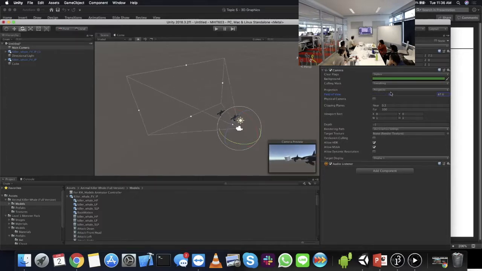But we actually get the same result with doing that as we did with changing the orthographic view. So as we are really close, it will appear super zoomed in. And then as we increase the field of view, it actually appears like we're zooming out. But again, it's because we're rendering a much larger area to the same space.